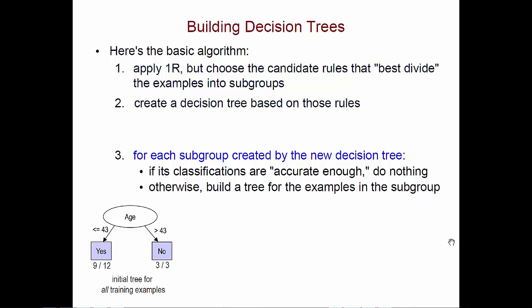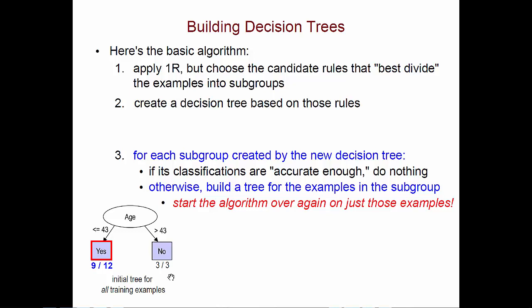We're then going to look at each subgroup created by this decision tree, and in some cases we're not going to have to go any further. So for example here, because this subgroup is accurate enough, in this case it's actually perfect, we're not going to need to divide that up any further. However, that other subgroup, the ones for customers whose age is less than or equal to 43, because we are not classifying them accurately enough, we are going to now focus on just that subgroup and repeat the algorithm on them, starting over and building a tree for just that subgroup.